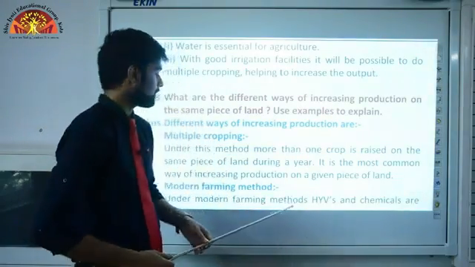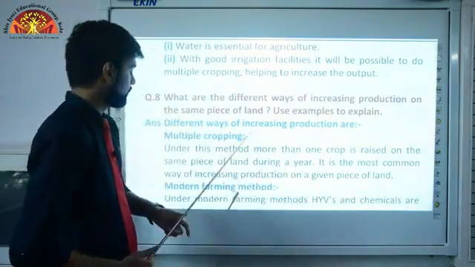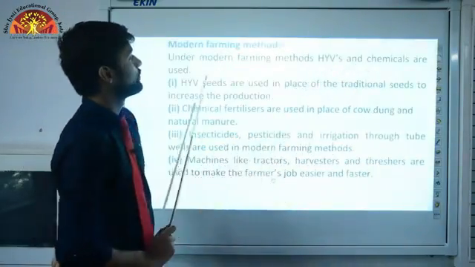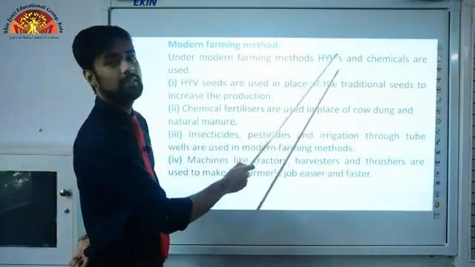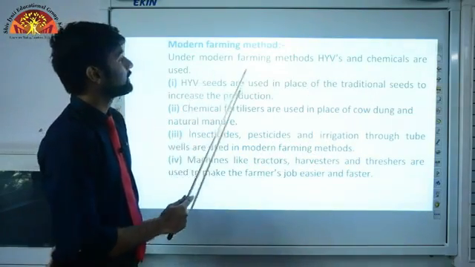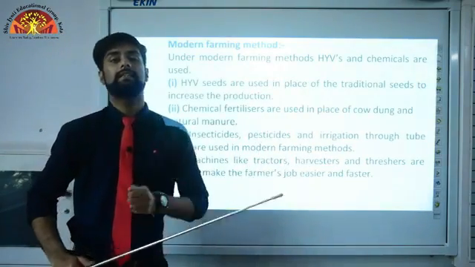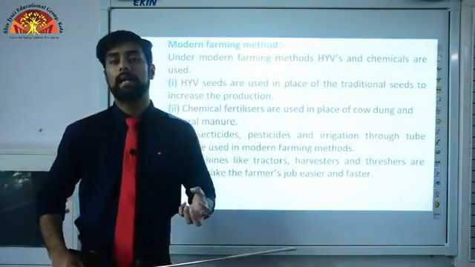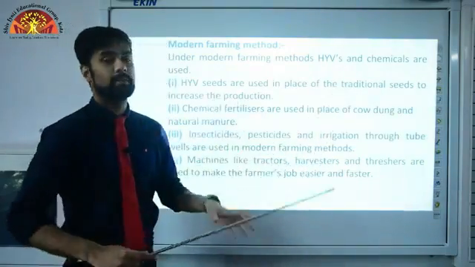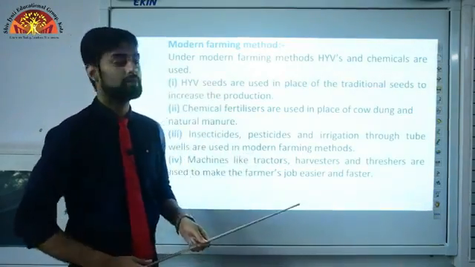Okay. Now, we can also use modern farming methods to increase production, such as under modern farming methods, HYVs and chemicals are used. Modern farming methods में I will use high yielding variety seed and chemicals to increase my output. HYV seeds are used in place of the traditional seeds to increase the production. HYV seeds are genetically engineered seeds, okay? They are chemically designed to produce more crop. Instead of traditional seeds, I will use HYV seed. अगर मुझे प्रोडक्शन बढ़ाना है अपनी ज़मीन का तो मैं क्या करूँगा? अच्छी क्वालिटी के हाई यील्डिंग वैरायटी सीड्स यूज़ करूँगा.